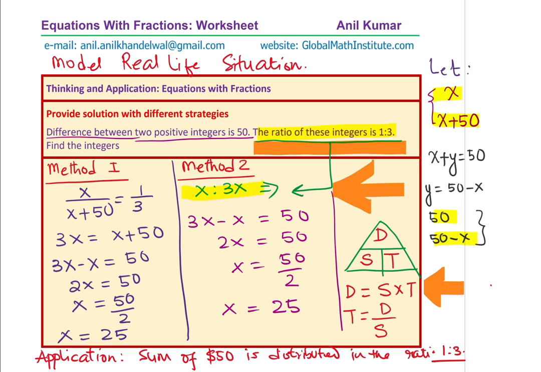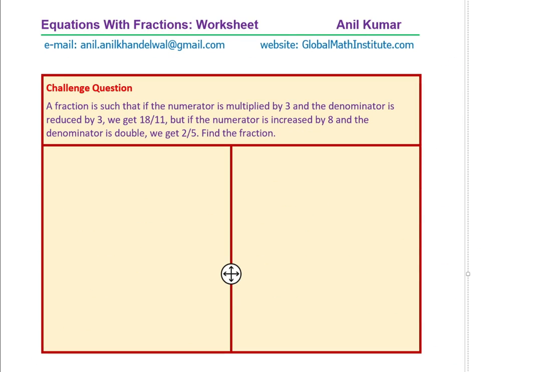So when you're looking into application questions, think critically, connect with your learnings, and then solve. Does it make sense to you? I hope it does. Now let's move on and take some challenging questions, right? Now, here, the question will definitely involve fractions.